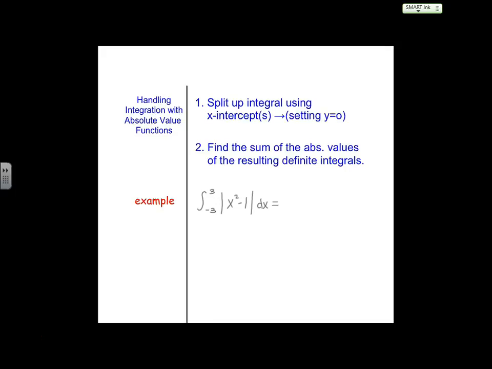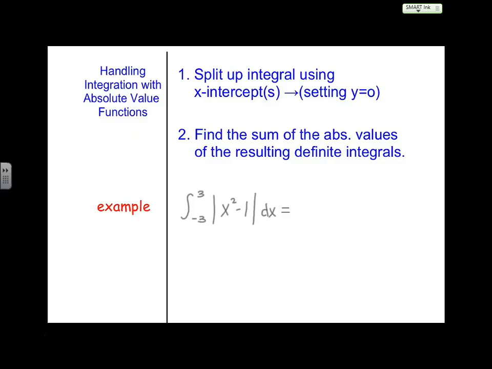But when we're taking the integral of the absolute value of f of x dx from a to b, we have to split up. How? Set equal to 0. If you guys want the notation to match, you could change this to f of x equals 0 instead of y equals 0. You guys know it's the same thing, right?